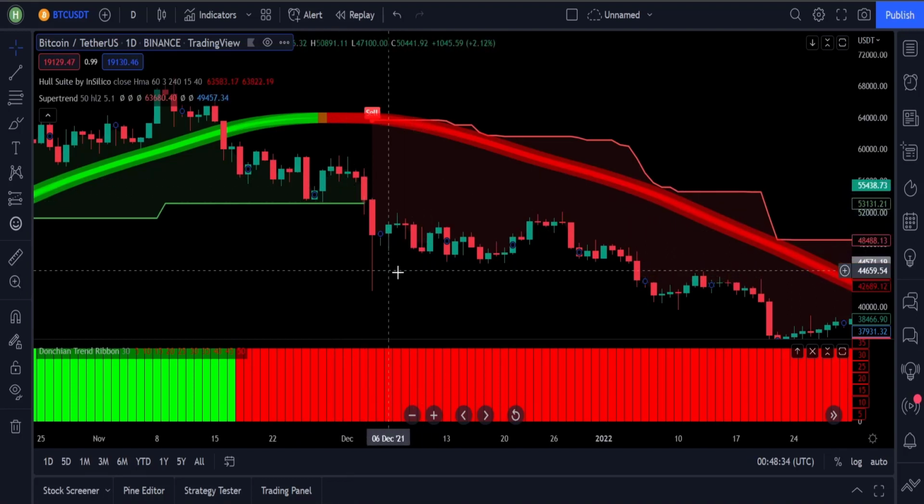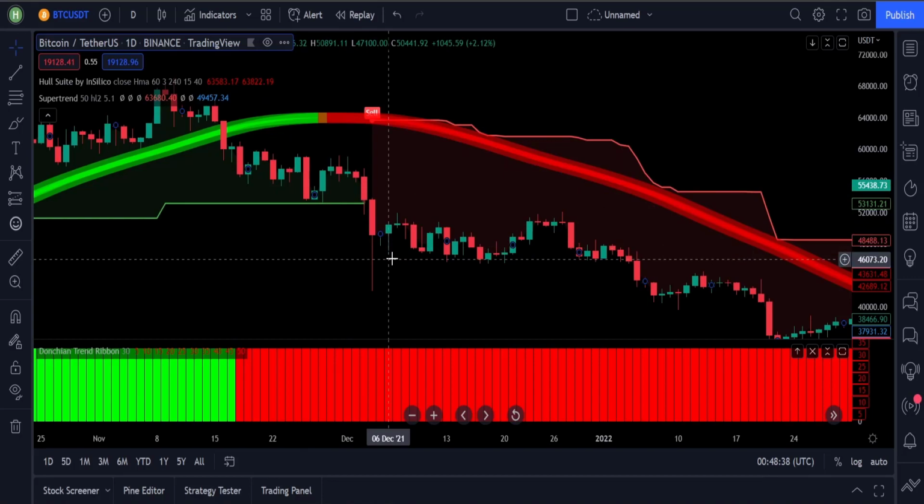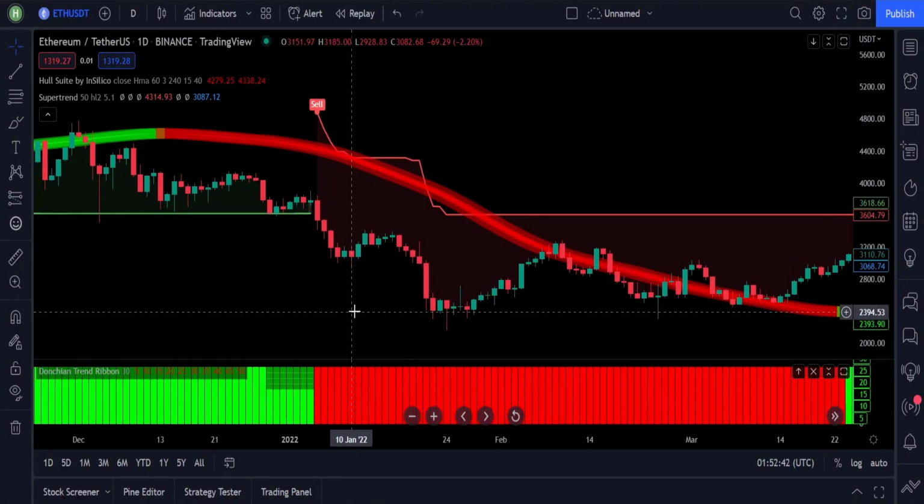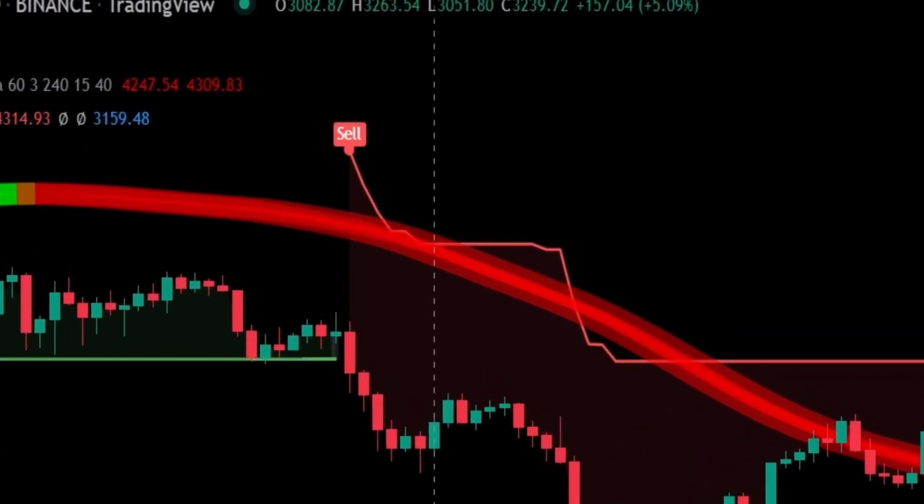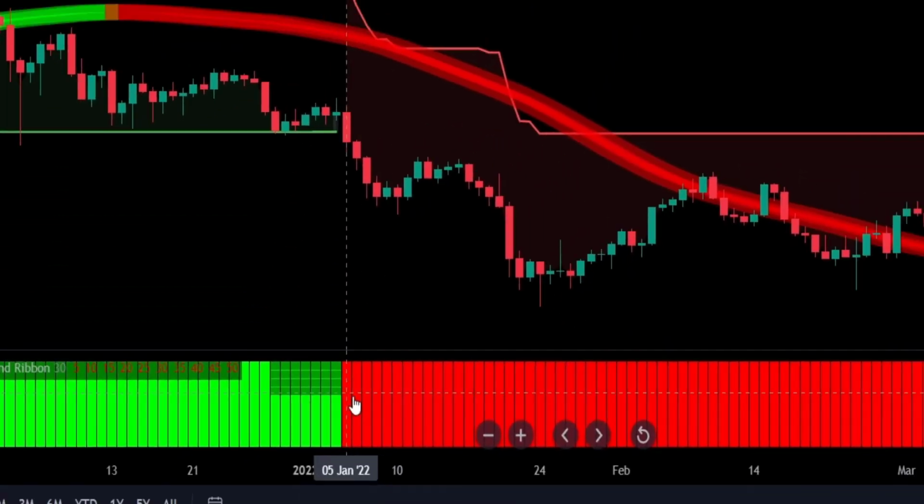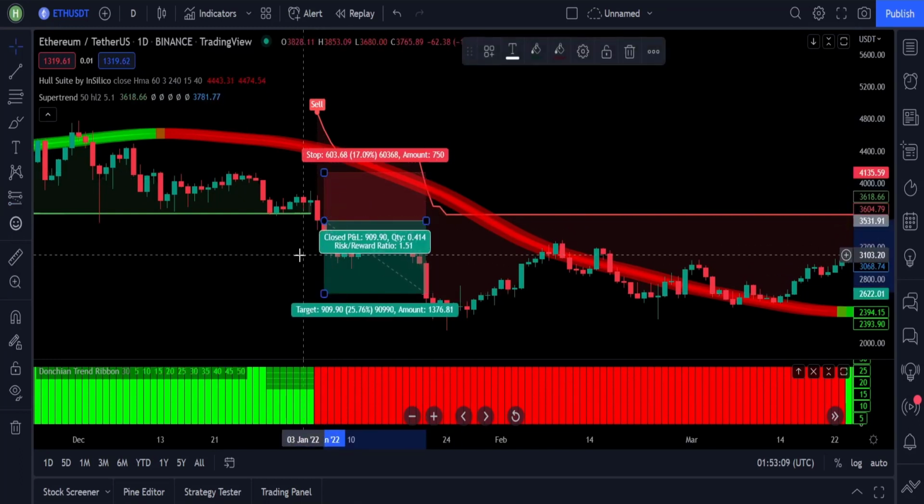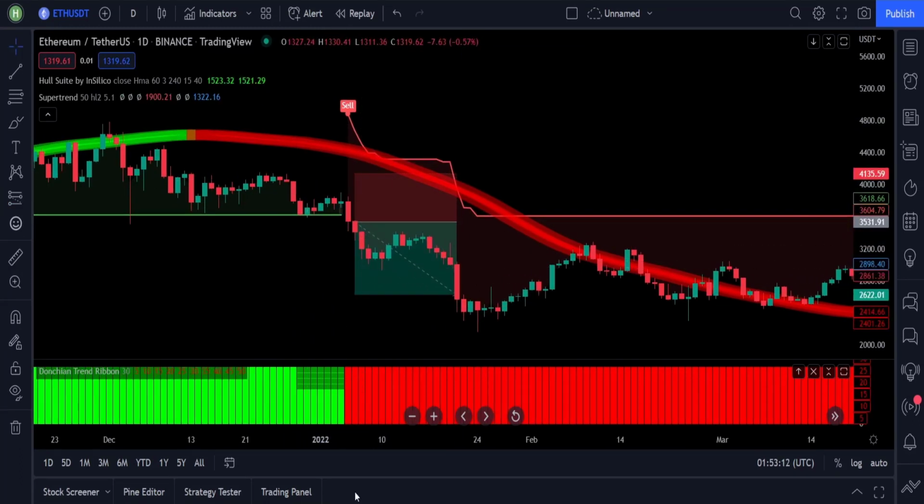Now we'll take a look at an example of a sell trade. Here we can see we have a sell signal and the whole suite is red, and down here the Donchian trend ribbon is also red, so I'll get into this trade and keep stop loss at the recent swing high, and with a risk to reward ratio of 1.5, it would have been a profitable trade as you can see here. You have to be careful before entering the trade and only enter when all the mentioned rules are confirmed for a buy or sell trade.